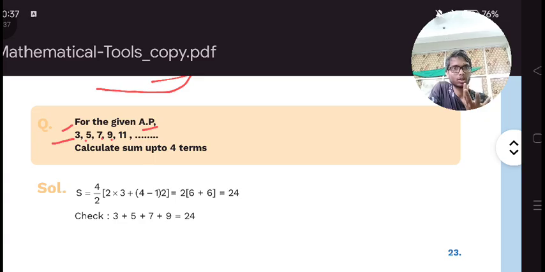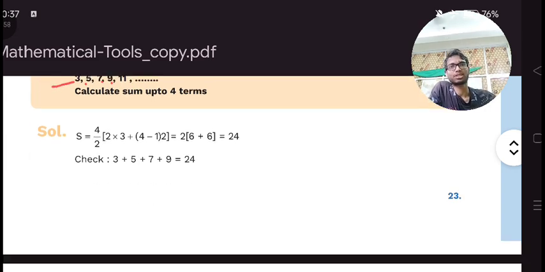It will become 24. You will also observe that after using the formula S is equal to n upon 2 into 2a plus n minus 1 into d, you will see that yes, 24 is also coming by using this formula. Here you can see S is equal to 4 upon 2, and then 2 multiplied by 3 plus 4 minus 1 into 2, then 24 is coming by using this formula.